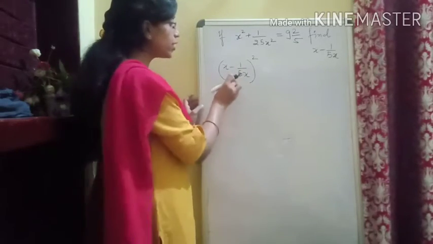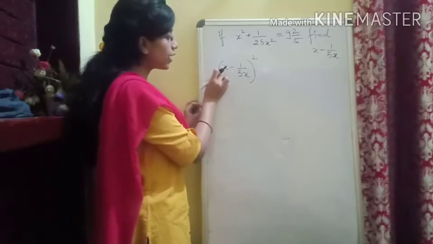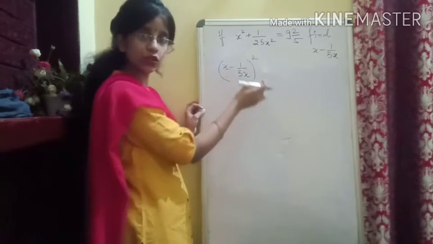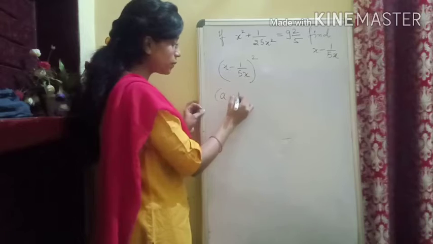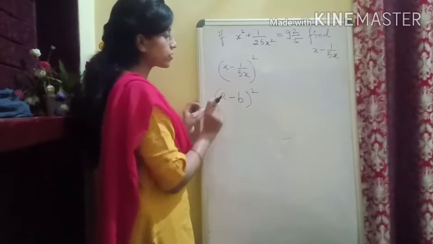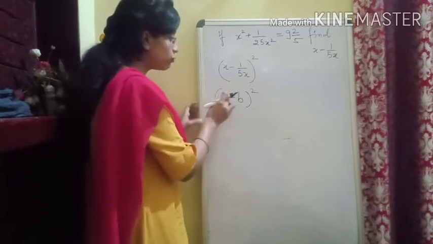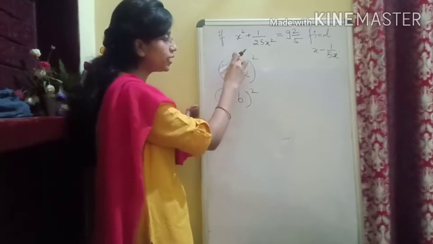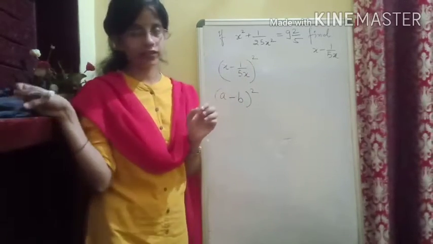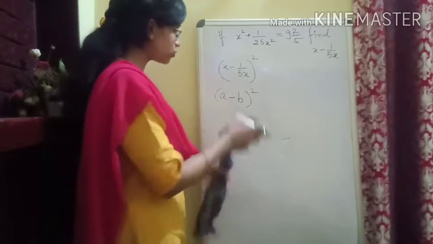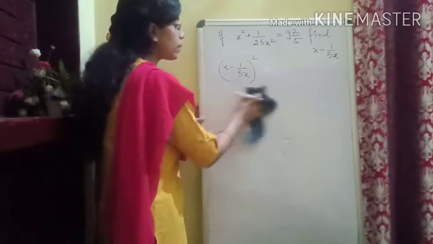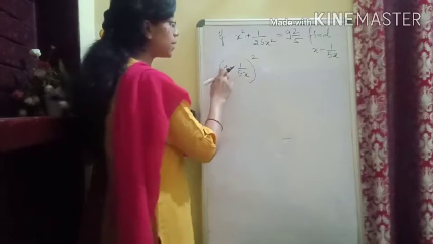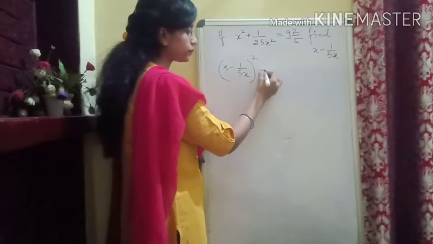Okay, now see, this is exactly like a minus b whole square, isn't it? If I ask you to compare, at the place of a it is x, and at the place of b it is 1 upon 5x. So we are going to apply the identity, a minus b whole square.